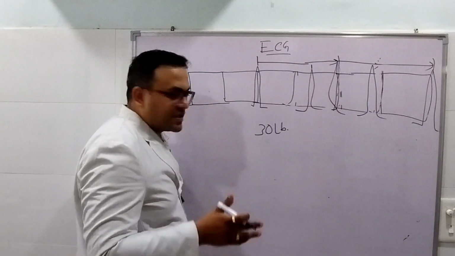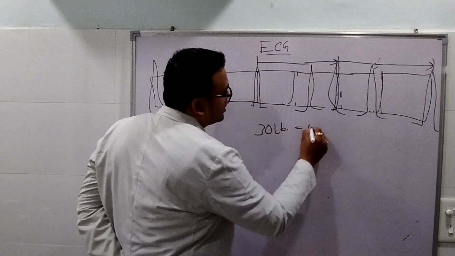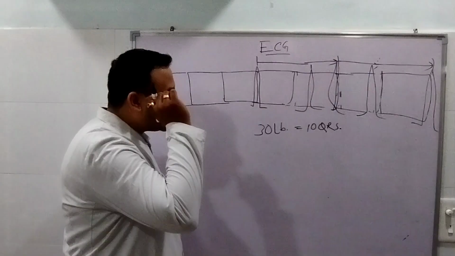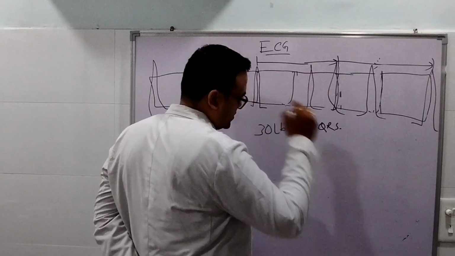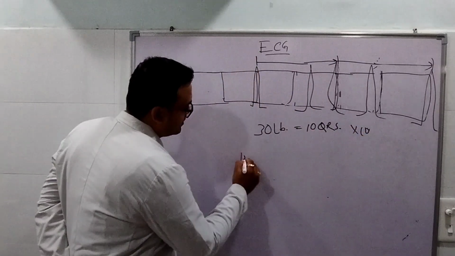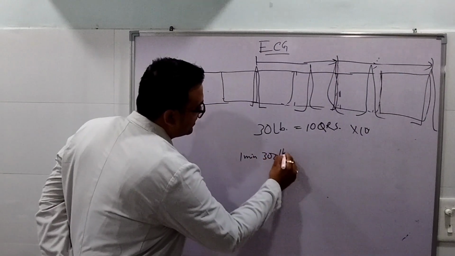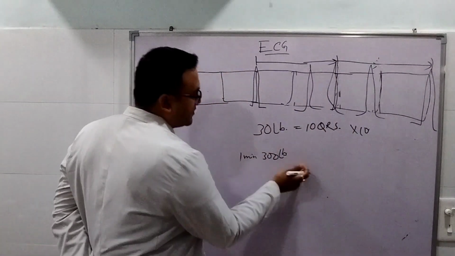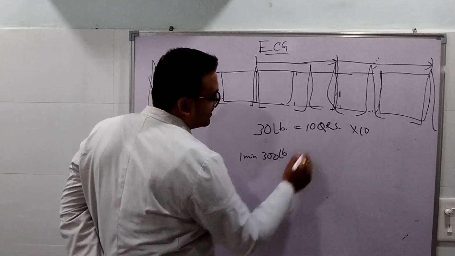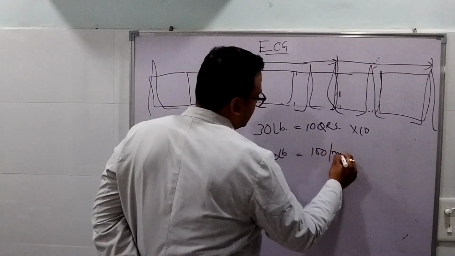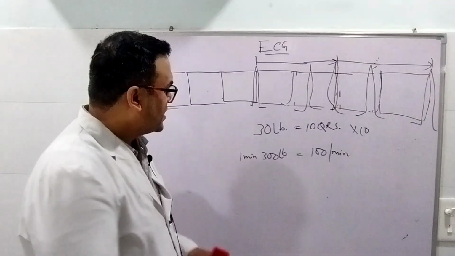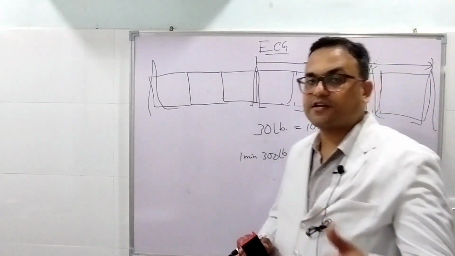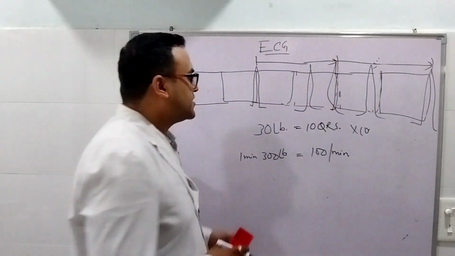So suppose in 30 large boxes you get 10 QRS complexes, then you multiply that by 10. In 1 minute we have 300 large boxes. In 30 large boxes, if there are 10 QRS complexes, then in 1 minute we will be having 10 into 10, the heart rate will be around 100 per minute. Understood? So very easy to understand how to calculate heart rate by looking at the ECG, if the heart rate is regular and if the heart rate is irregular.